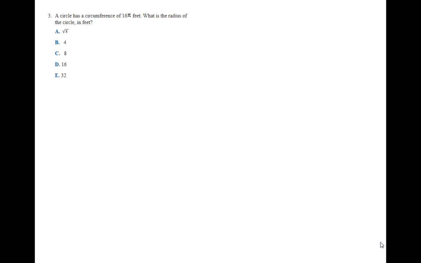Very simple. A circle has circumference 16 pi feet. What's the radius? I write 2 things down usually with a problem like this. C equals 16 pi, I know that. C equals 2 pi r, I also know that. Therefore, 16 pi equals 2 pi r. Solve for r.